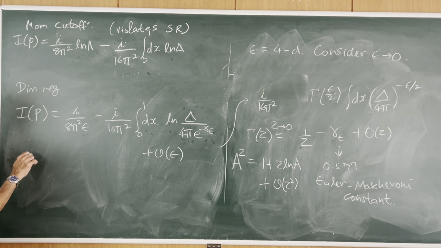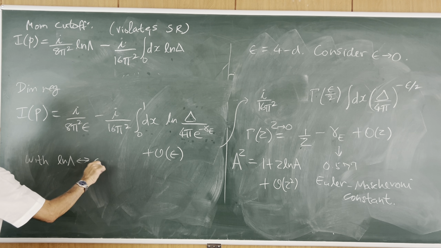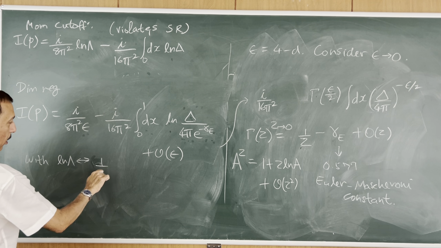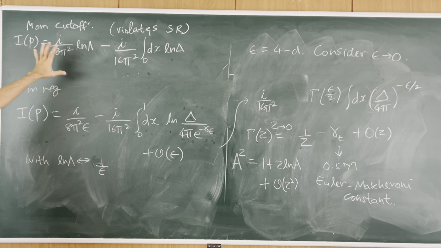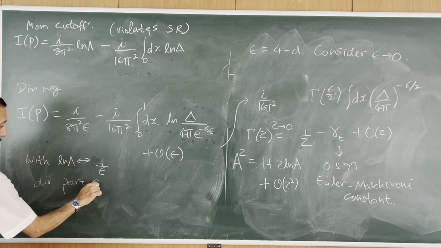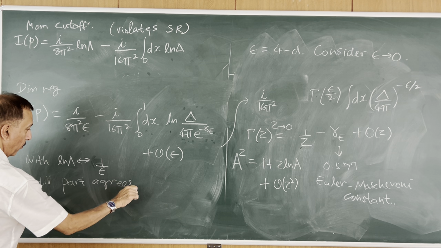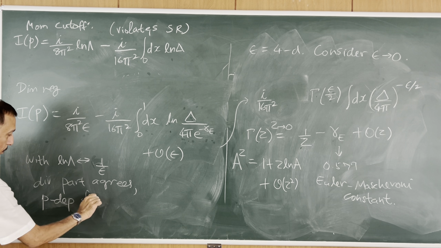So, log lambda being thought of as, this is a very loose connection. It's not that this scheme is the same as that scheme. This is the simplest answer you can calculate in both schemes, and it agrees as far as the divergent part and the finite momentum part. So the divergent part agrees. And also the P dependent finite part agrees.